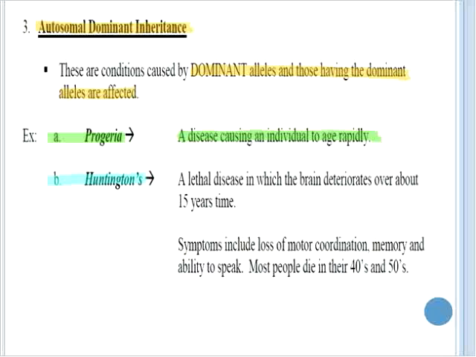Huntington's is a lethal disease in which the brain deteriorates over about 15 years. Symptoms include loss of motor coordination, memory, and ability to speak. Most die in their 40s and 50s.